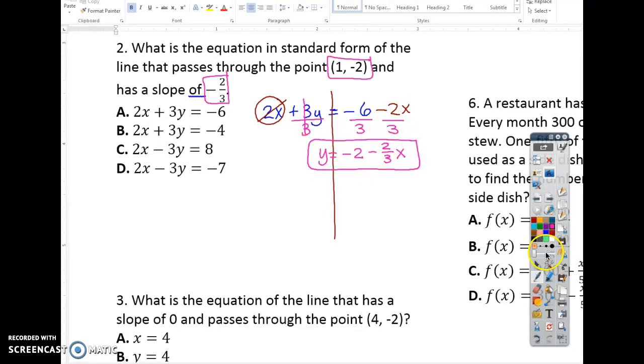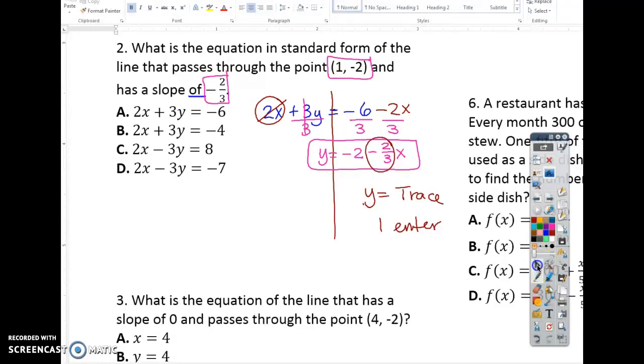First of all, we have to look at what they say. They say that the slope has to be negative 2/3. Is my slope negative 2/3? Yes. Second, it said that this equation has to have this point. So how do I know that it goes through this point? You're going to put this in y equals trace. You're going to type 1, enter, and see if it gives you that negative 2. If it doesn't give you the negative 2, that's not the answer.